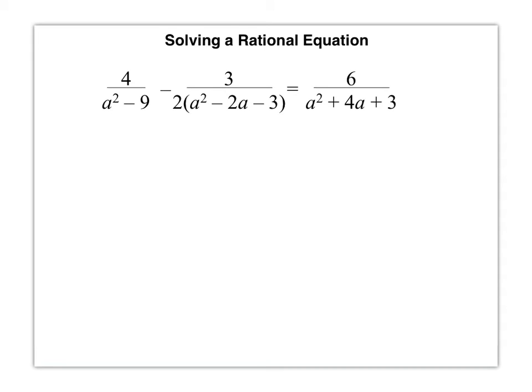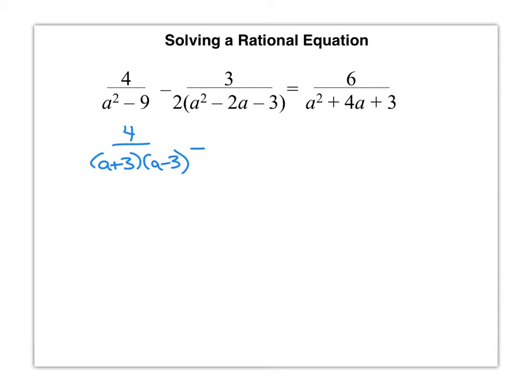Let's solve this rational equation. Before we multiply both sides by the least common denominator, we want to write each fraction in factored form. Our first fraction becomes 4 over the factored form of a squared minus 9, which is a plus 3 and a minus 3, the difference of 2 squares.